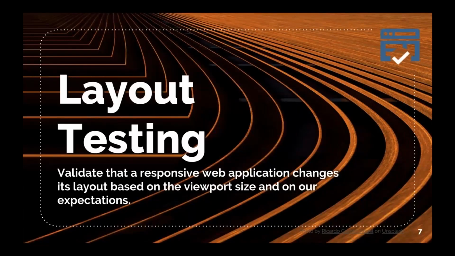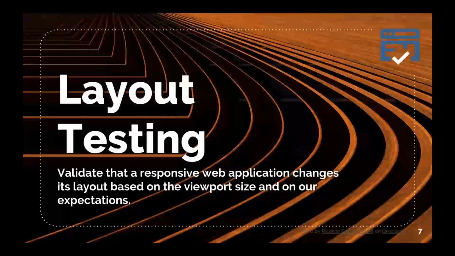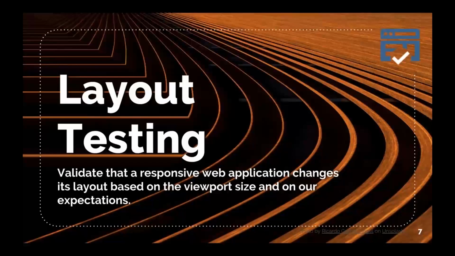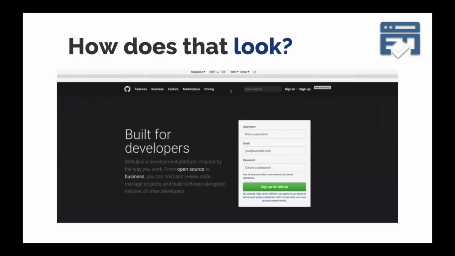Then we also have layout testing. And the idea of layout testing is that we want to validate that when our web application changes, the layout is working in a responsive way, depending on the viewport size and also depending on our expectations. So if our website is being seen on a small screen, on a laptop, or on a phone, and so on. So how does that look in real life?